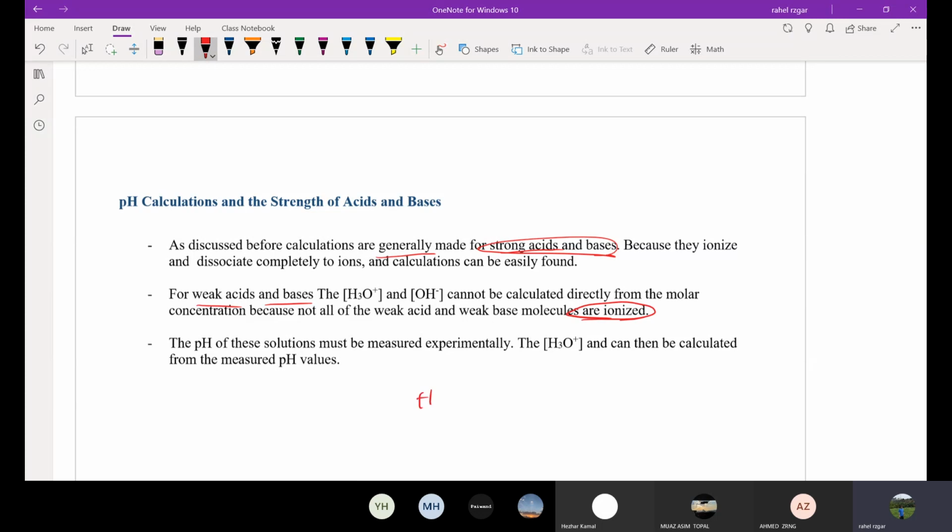As you remember, we said, for example, something like HF, which is a weak acid. If it becomes H3O and F, we don't know how much of the HF, even if we know the concentration of HF, we don't know how much of this 0.1 molar has become H3O.